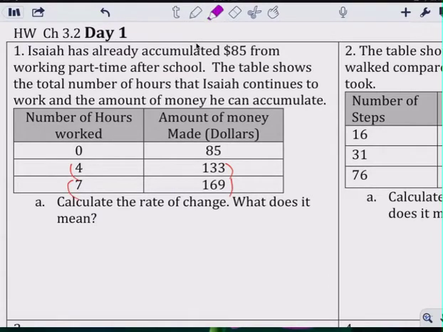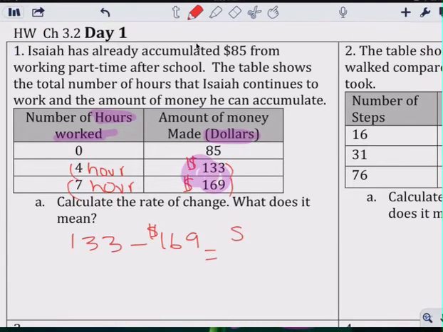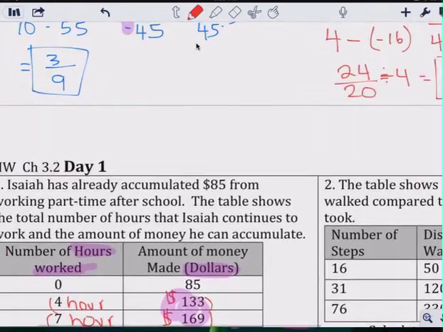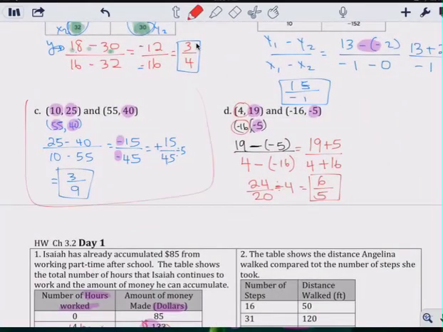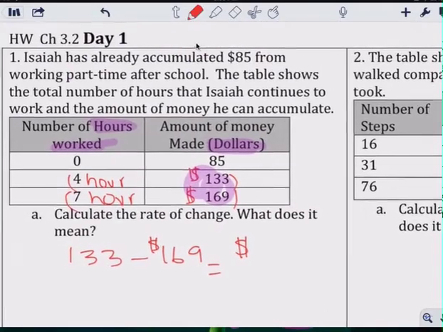Just remember, these are dollars, and these are hours worked. So these are 4 hours. This is 7 hours. This is $33 to $6. So you do the Y's. So $133 to $169. They're dollars. Make sure your answer is also in dollars. I didn't put anything for these because these had no meaning. But this, it tells you what they are.